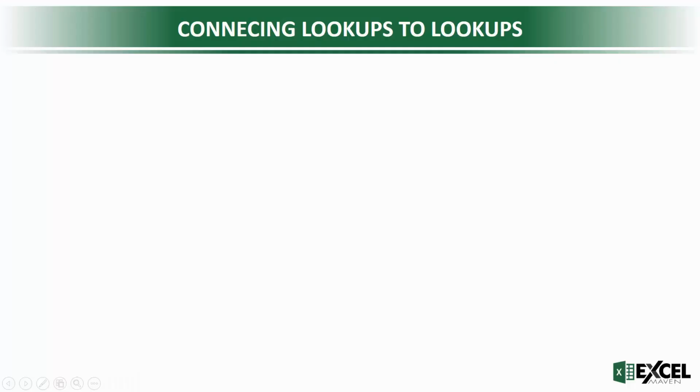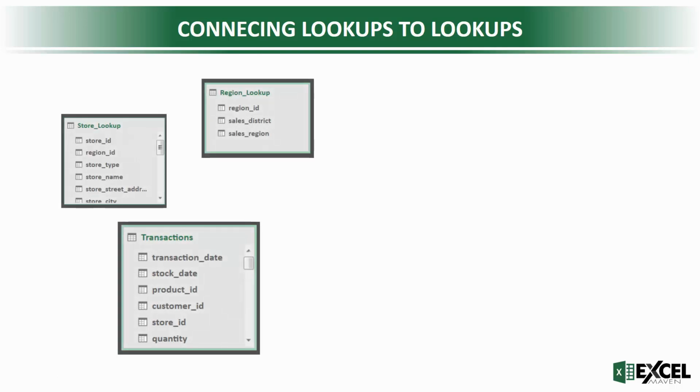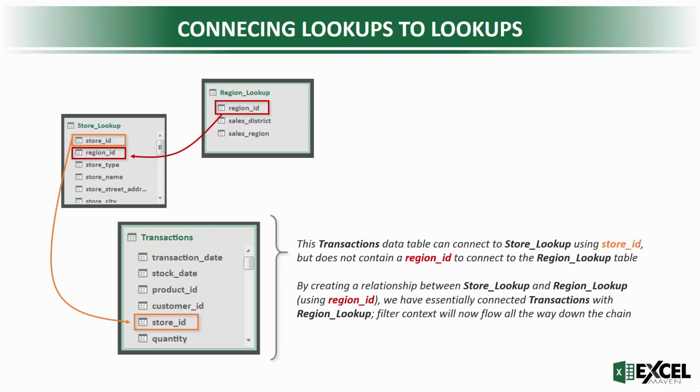So here we are, connecting lookups to lookups. Let's say you've got a situation like this. Look familiar? It should, because it's exactly what we're dealing with in our model. The issue here is that the transactions table can connect to store lookup using that store ID marked in orange, but it has no means of connecting directly to the region lookup because there's no region ID marked in red.